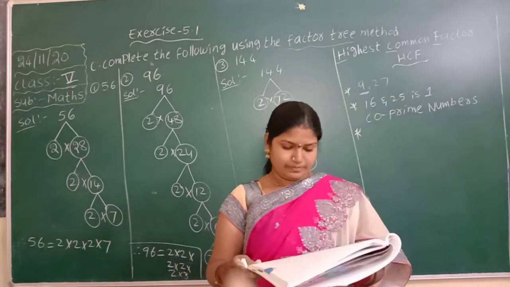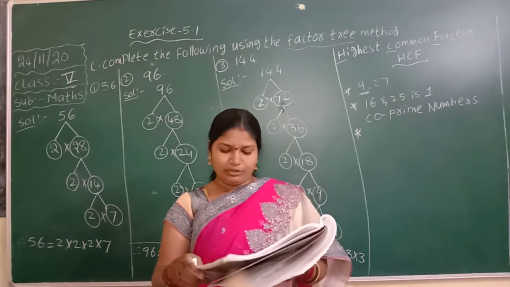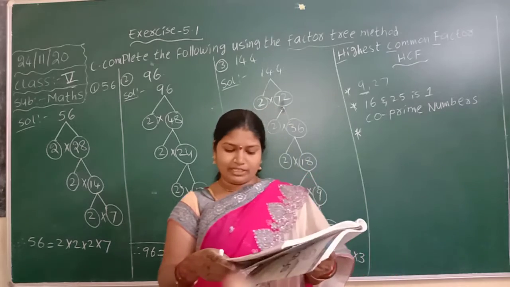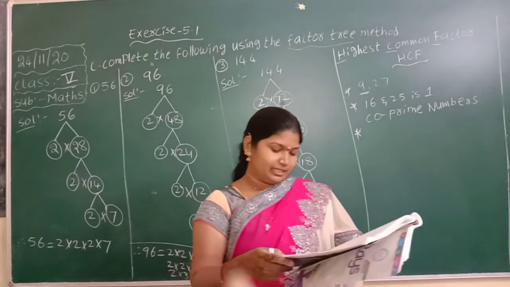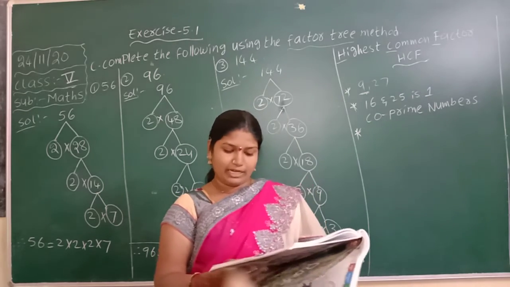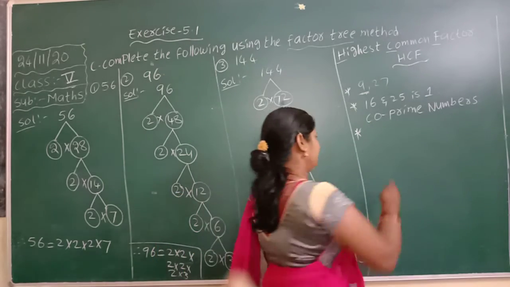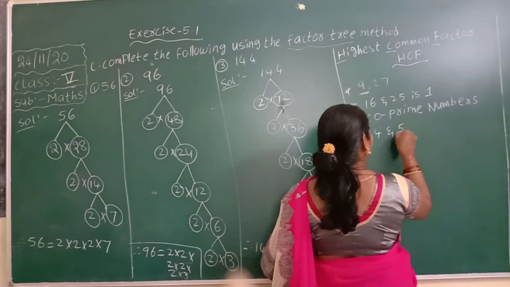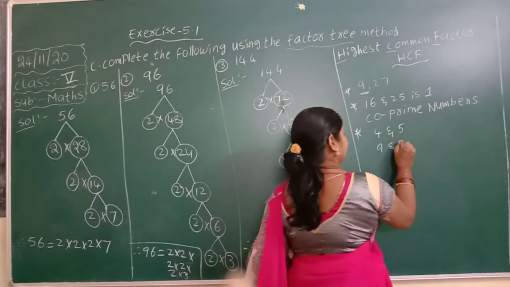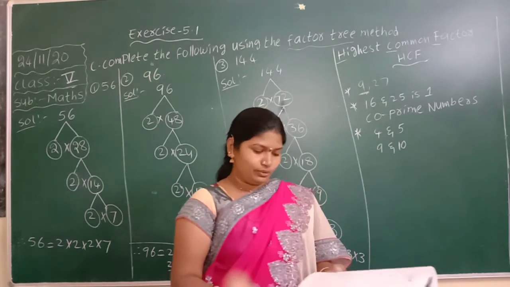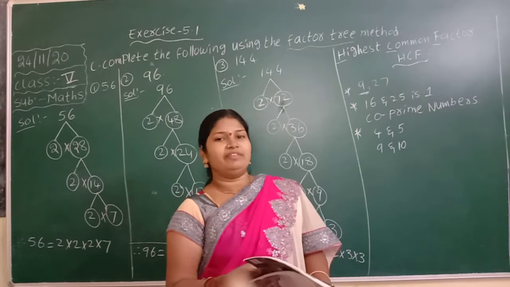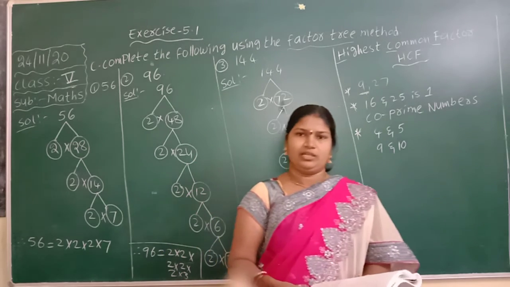Next, consecutive numbers are always co-prime numbers. 4 and 5 are co-prime numbers, and so are 9 and 10. These numbers are known as consecutive numbers. Consecutive numbers are always co-prime numbers.